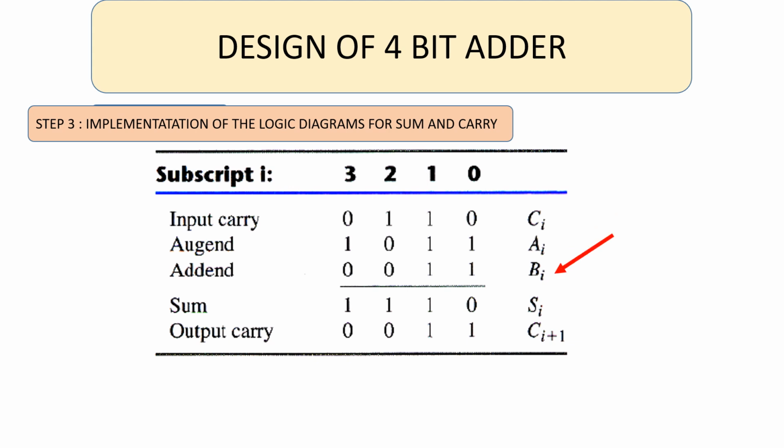And Bi is the other number, B0 being the LSB, and B3 is the MSB. Si is the sum, S0 is the LSB, and S3 is the MSB, and Ci plus 1 is the carry bit. So the carry which is produced from each stage is carried over to the next stage. Carry from the 0th position should be taken to the first stage. So each stage can be represented by a full adder, and the carry from the 0th position should be carried over to the first stage.